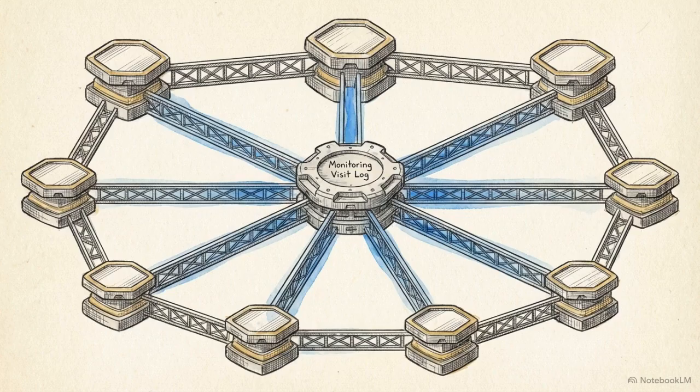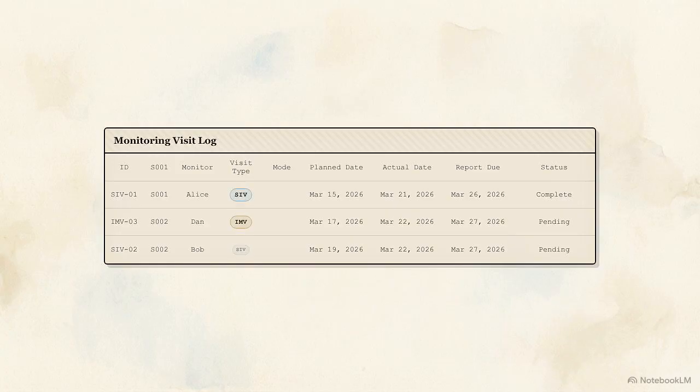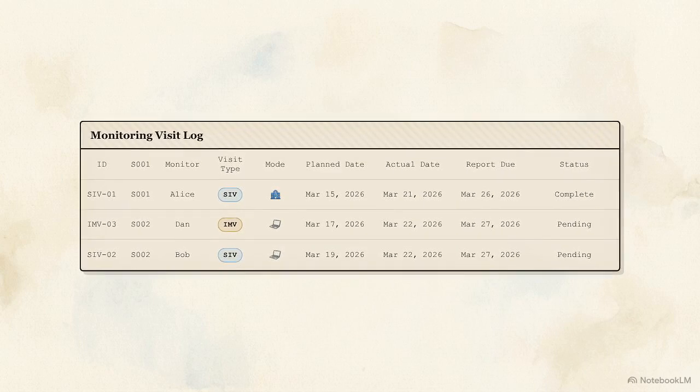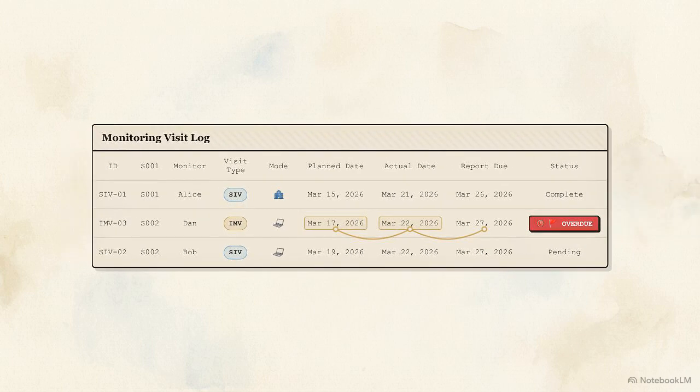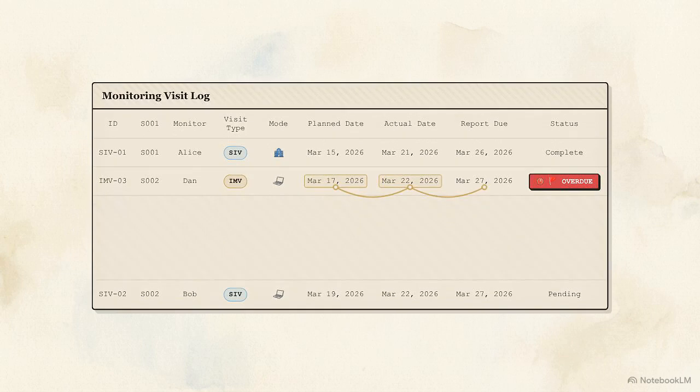Phase 4 completes the network with the closed-loop monitoring hub. The ultimate administrative engine is the monitoring visit log. This categorizes the monitor's workload by visit type, site initiation, interim monitoring, or closeout, and precisely tracks the mode of the visit, whether on-site or remote. This shows how we manage report submission deadlines using comparative logic. For Site S002's interim monitoring visit, comparing the planned date of March 17th to the actual date of March 22 instantly triggers an overdue flag for the final report.